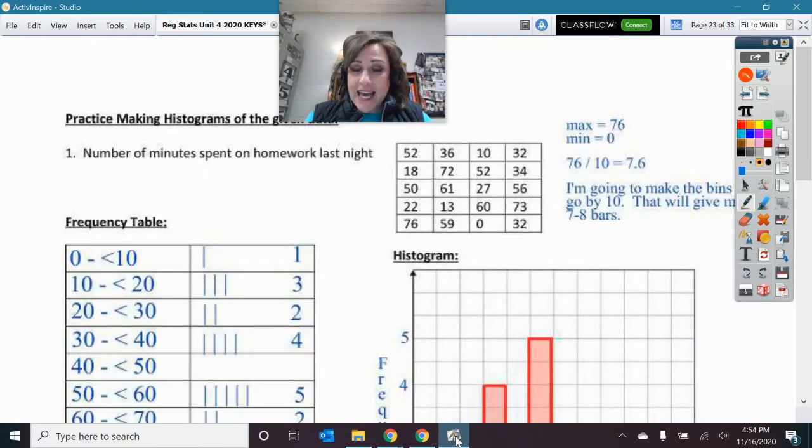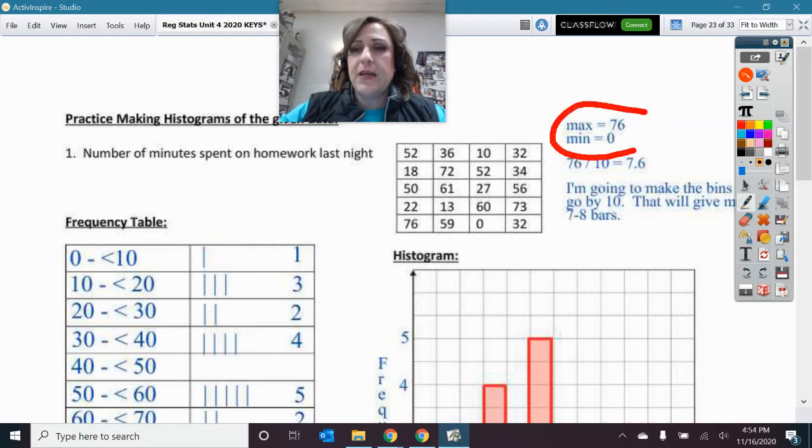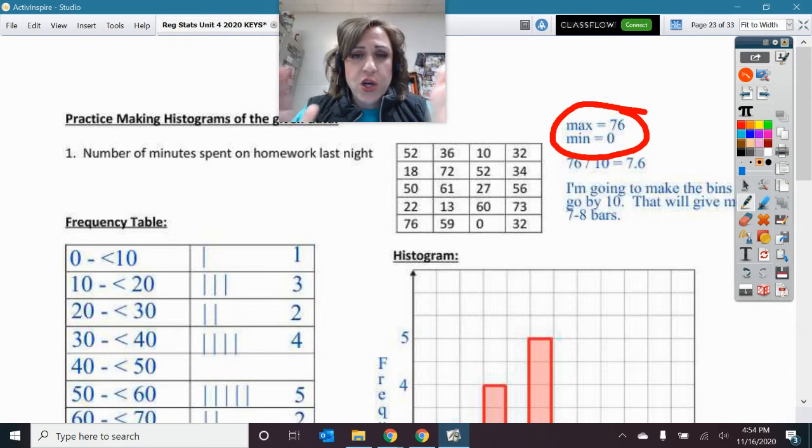All right, let's check and see how you did on your histogram practice. So here were minutes spent on homework last night. Okay, we had a person spending 0. That's no good. All the way up to 76. So remember, first, I think, okay, what's the min and what's the max? So I know what the range of my data is.